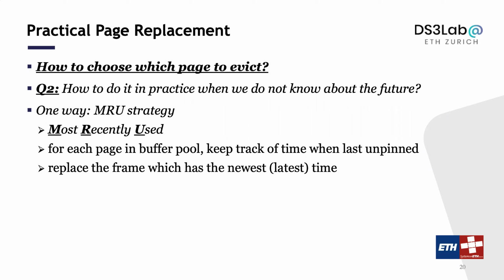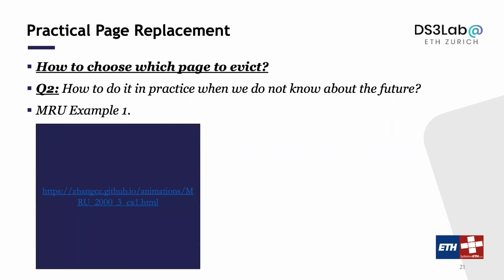Essentially, for each page in the buffer pool, you keep track of the time when it was last used. And whenever I need to evict a page from the buffer back to my hard drive, I replace the frame which has the latest use time. So it's the other way around compared with LRU. Here's one example.